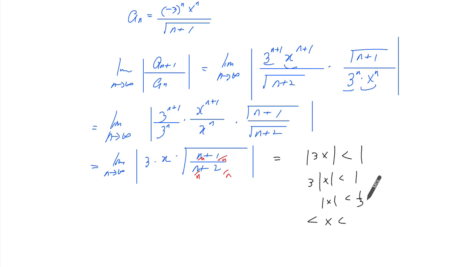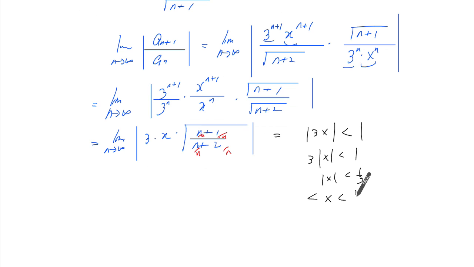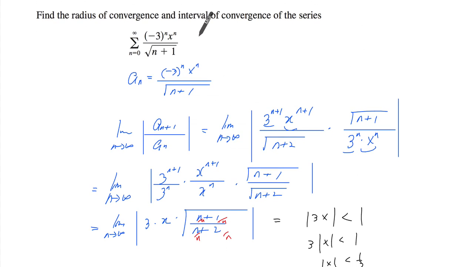So the radius of convergence is this, 1 over 3. And our interval of convergence is from negative 1 over 3 to 1 over 3. But we have to check the endpoints to decide whether to include the negative 1 over 3 or 1 over 3. So let's go back up here.